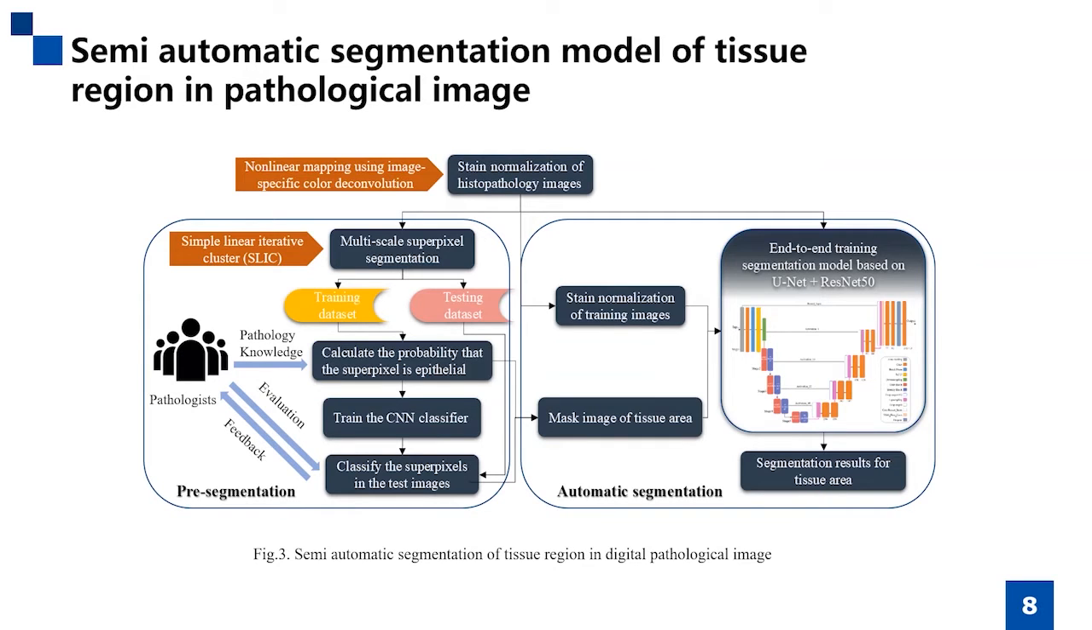Firstly, the pathological images undergo staining normalization, and then the pre-segmentation of tissues is realized on the processed images based on superpixel classification. Then, the deep learning model is trained for automatic segmentation based on the results of pre-segmentation of tissues and labeled data. The semi-automatic segmentation model of tissues is divided into two stages: pre-segmentation and automatic segmentation.